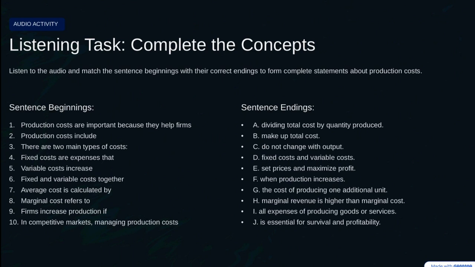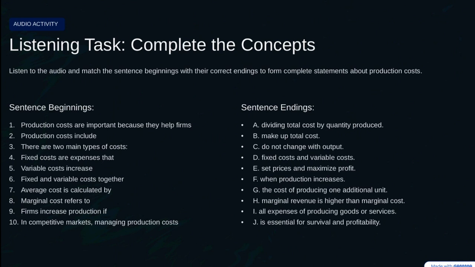Good morning, everyone. Today we'll discuss production costs, a key concept in economics that helps firms set prices and maximize profit. Production costs include all expenses of producing goods or services. There are two main types, fixed costs and variable costs. Fixed costs do not change with output, such as rent and insurance. Variable costs increase as production increases, like raw materials and electricity. Fixed and variable costs together make up total cost.